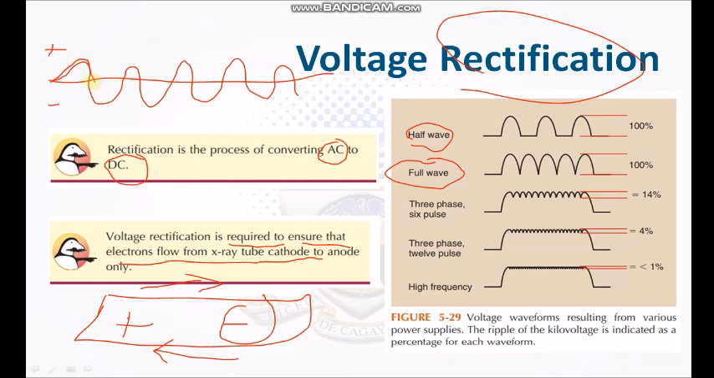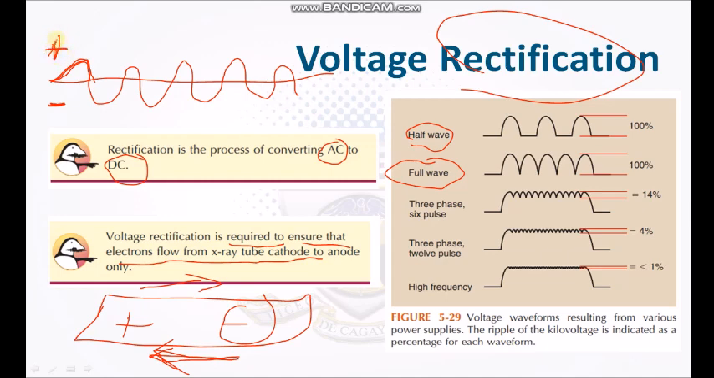these are the times that electrons are traveling from the cathode to the anode. From the cathode to anode, the positive cycle. The negative cycle would represent the anode to cathode, which is wrong. That cannot be allowed to happen.